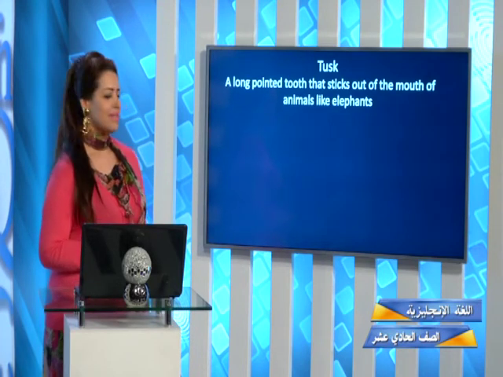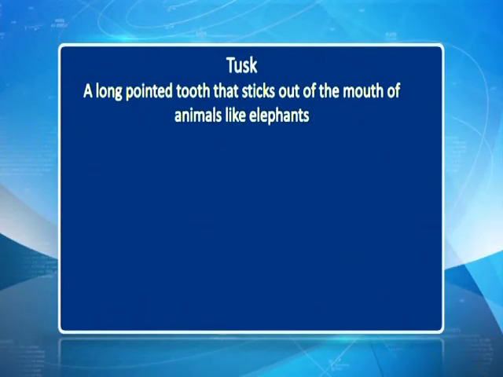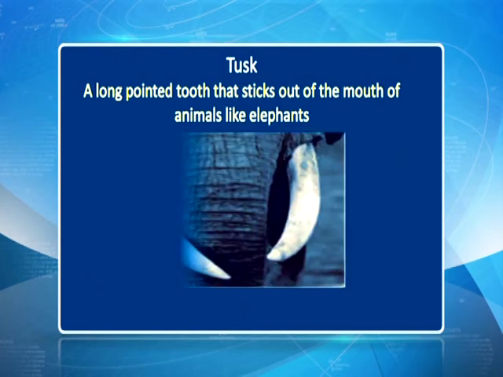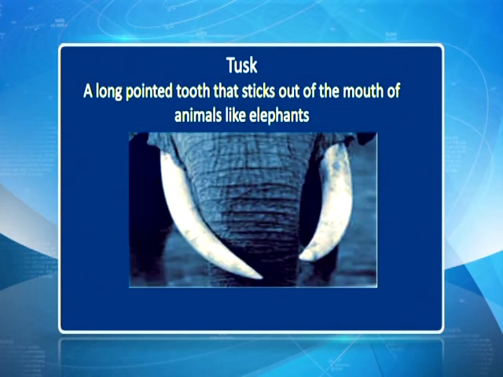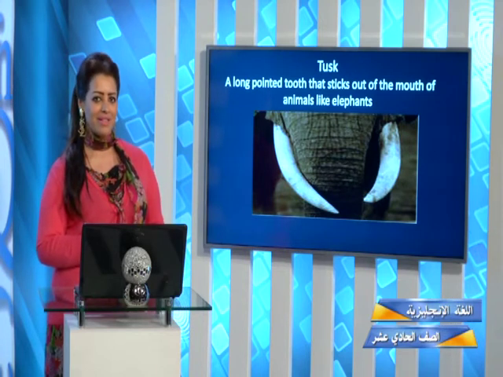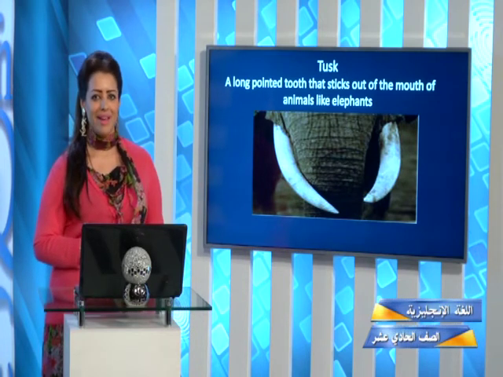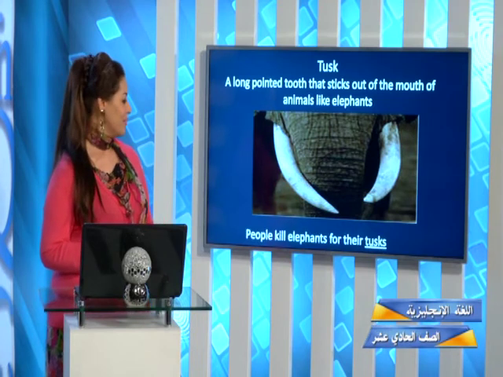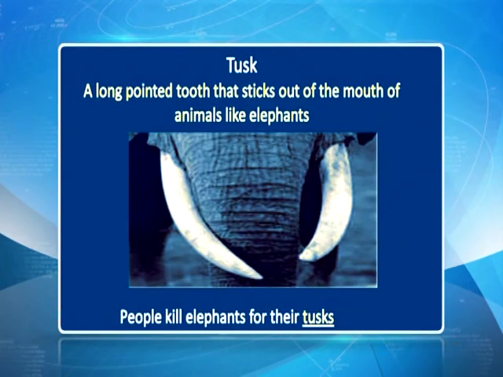Tusk. What is a tusk? A tusk is a long pointed tooth that sticks out of the mouth of animals like elephants. What you see over here, these white long sticks, are what? Are tusks. They are called tusks. Tusks are out of the mouth of an animal, which is elephant. We might have more animals that have tusks, but we know that the elephant has some. For example, people kill elephants for their tusks.